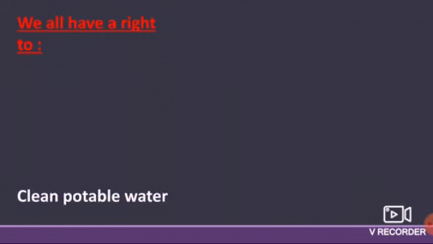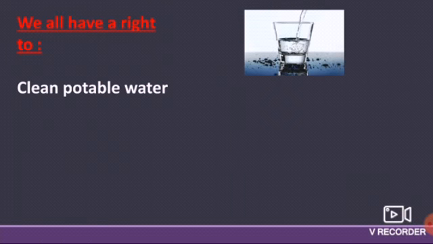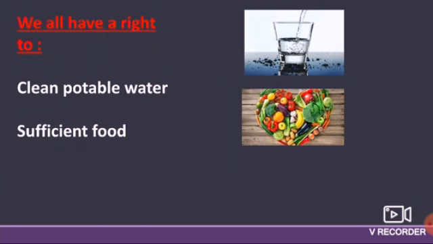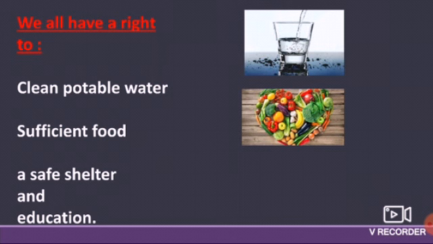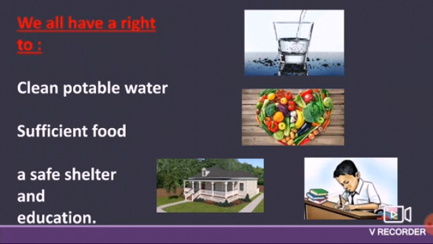We all have the right to clean potable water, sufficient food, a safe shelter and education. So students, along with our basic needs, all these things are also very important. The water which we are drinking is supposed to be potable and clean. We have to take a proper balanced diet. We need a proper shelter plus education, because if you are educated, then only you will get a good job and everything.